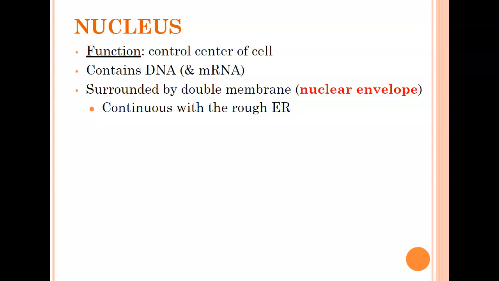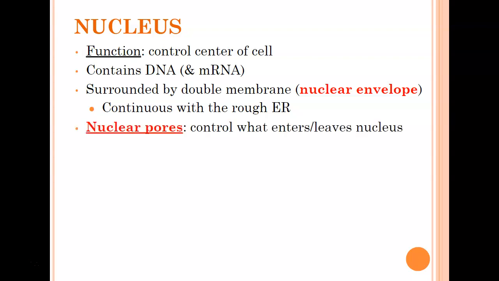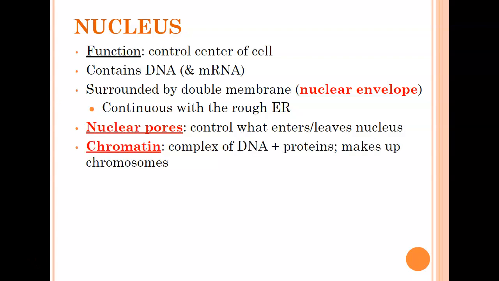That membrane is continuous with the rough endoplasmic reticulum, or ER, which I will explain what it does later. It is permeable in the sense that it has these little tiny holes called pores, and it can then control what enters and leaves. So it's not like anything and everything can go in and out of the nucleus.